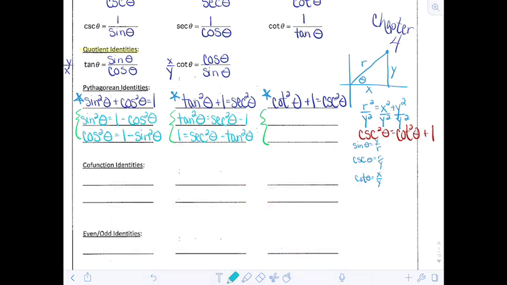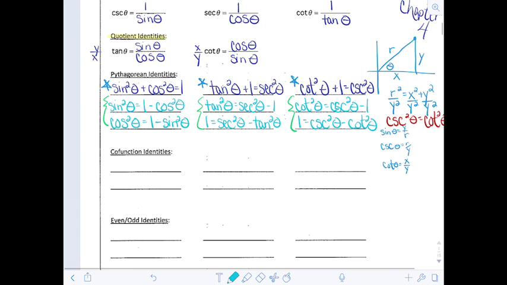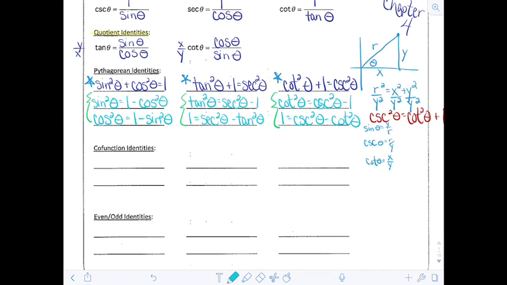And the two beneath that are manipulations of this equation, so I could say that cotangent squared theta is equal to cosecant squared theta minus 1. And I could also say that 1 is equal to cosecant squared theta minus cotangent squared theta. Okay, so although it looks like 9 Pythagorean identities, there are only 3 main Pythagorean identities. These are the ones you want to memorize, and then be able to manipulate them, think about them and manipulate them to recognize the other 6.